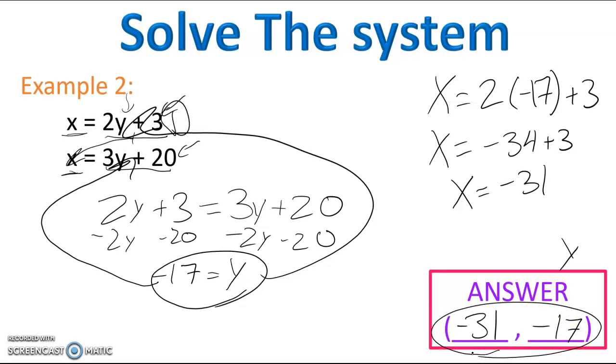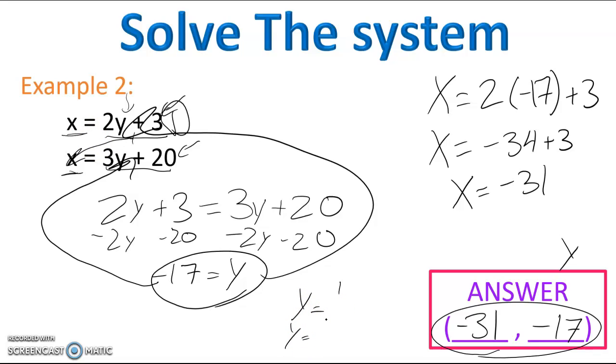So that's a common substitution that you'll see, where you might get two equations that are both x equals, or you might get two equations that are both y equals.